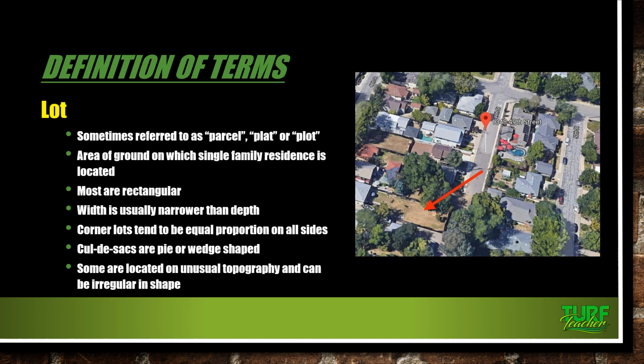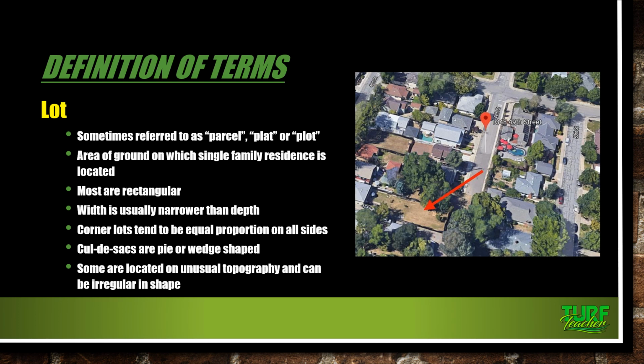And so, guys, the lot, sometimes referred to as a parcel, plat, or the plot itself. It's an area of ground on which a single family residence is located. It's the property, it's the land that the building and the sidewalk and driveway and everything is placed upon. Width is usually narrower than the depth, so it's going to be longer and deeper than it is wide. Corner lots tend to be equal proportion on all sides. They're mostly rectangular. Cul-de-sacs are often pie or wedge shaped. A lot of people love living on that cul-de-sac. I for one would not. And then some are located on unusual topography and can be irregular in shape.